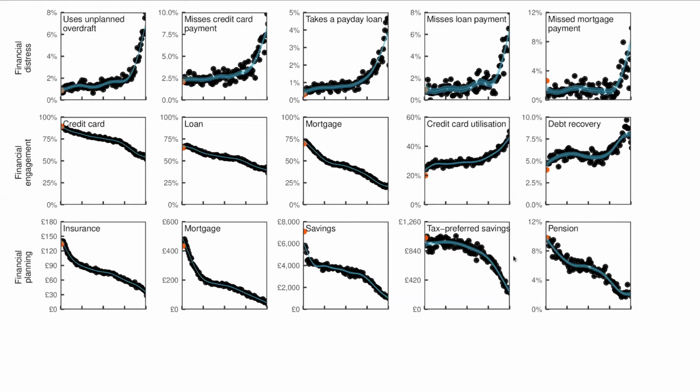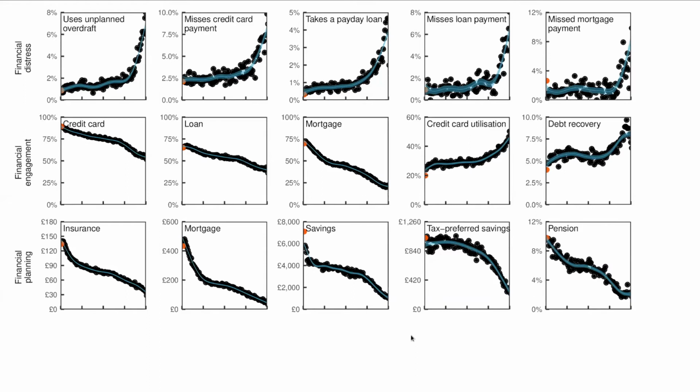They're less likely to plan. They're less likely to have an insurance product. They're less likely to have a mortgage overall. They make smaller savings each month. They're less likely to be using what's called an ISA to make tax-preferred savings. They're less likely to be contributing to a personal pension.